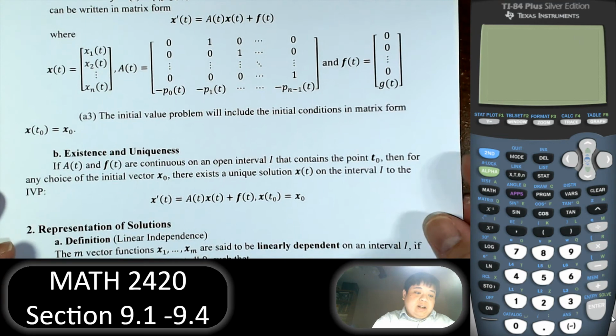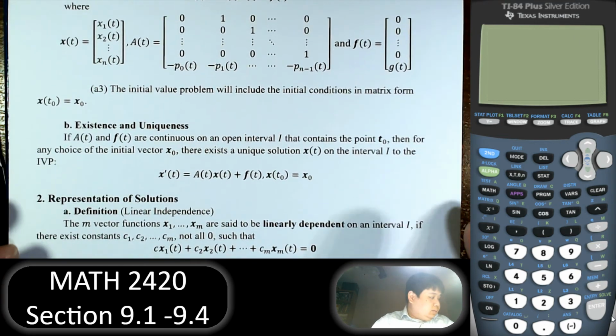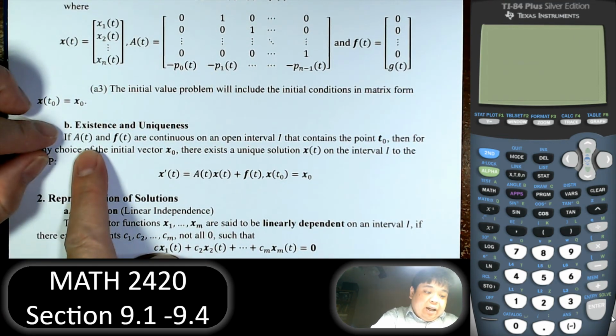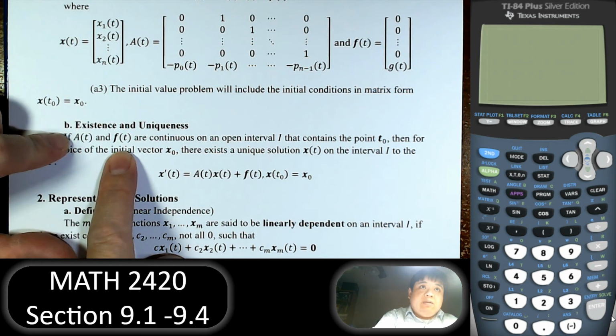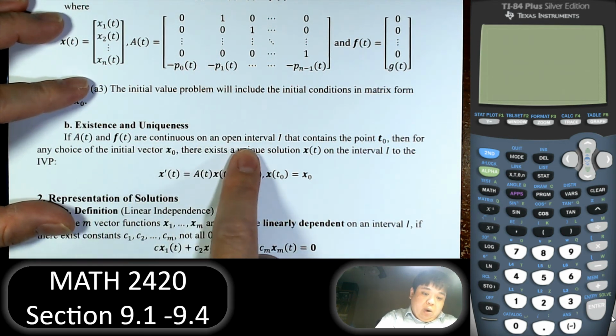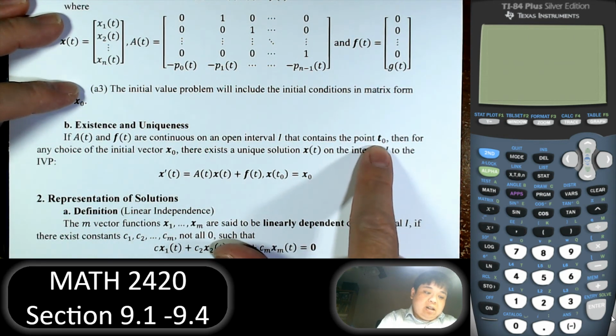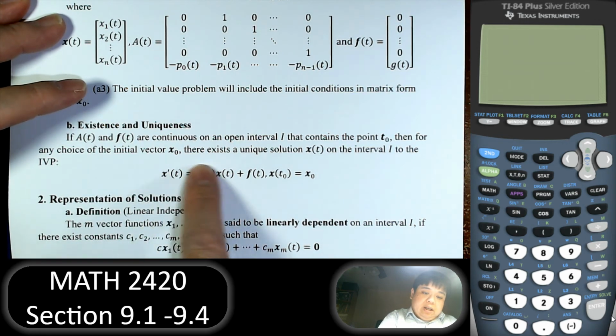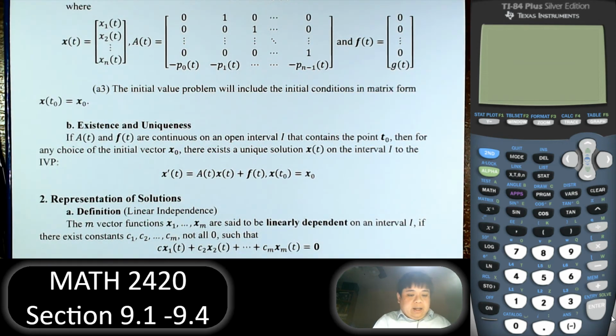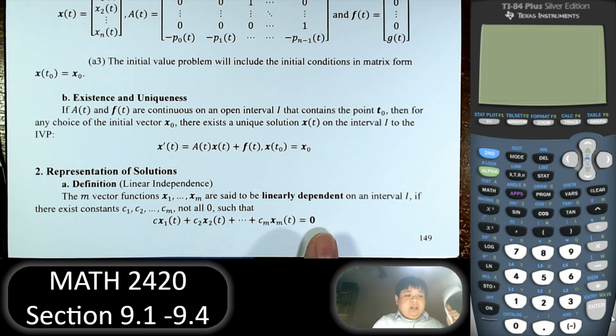Right, existence and uniqueness. If A of t, the matrix, and F of t, a vector, are continuous on an open interval containing the point t naught, then for any choice of initial condition, they have a unique solution. And the representation of the solution is exactly like what we had before.